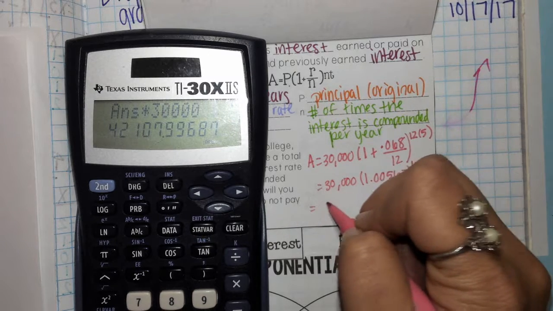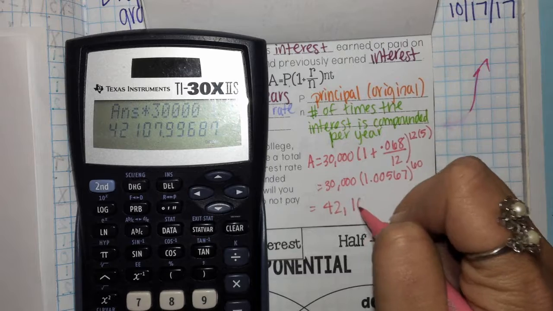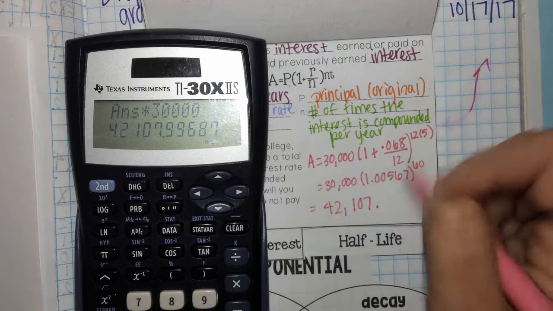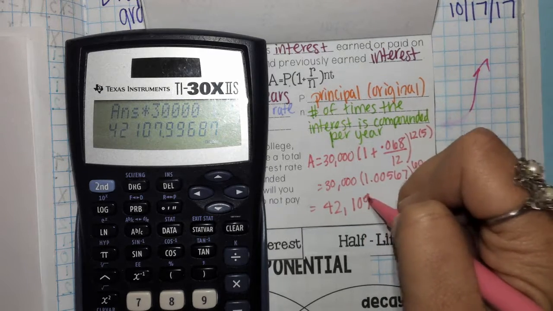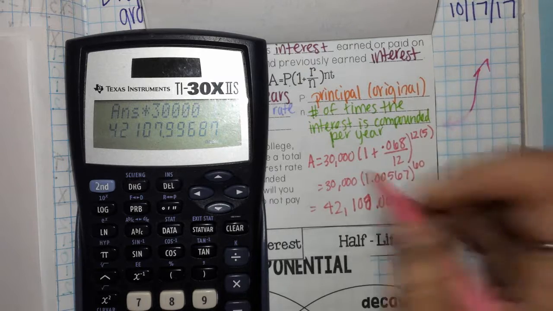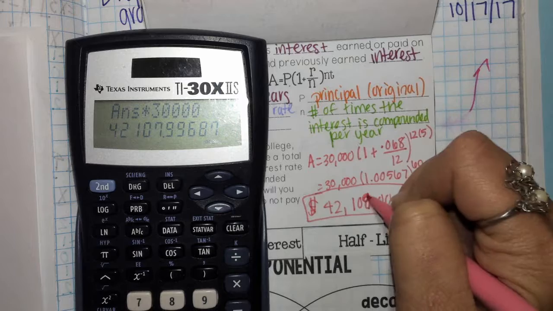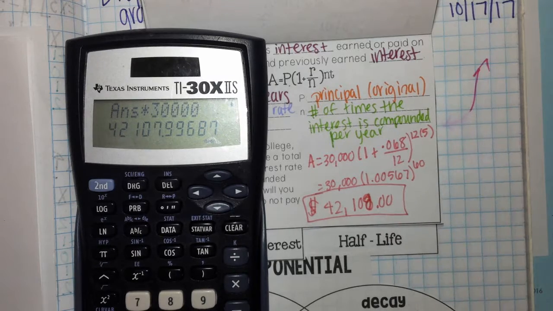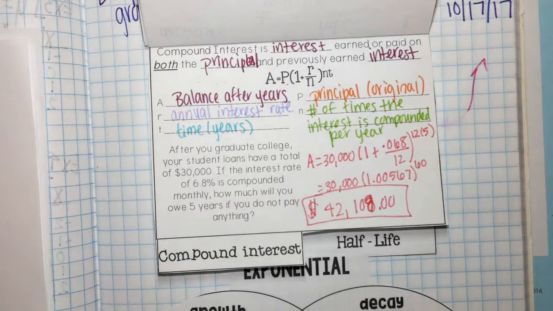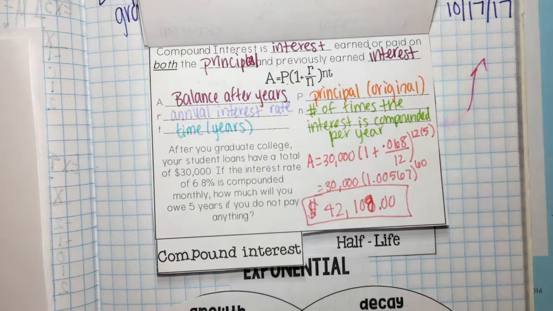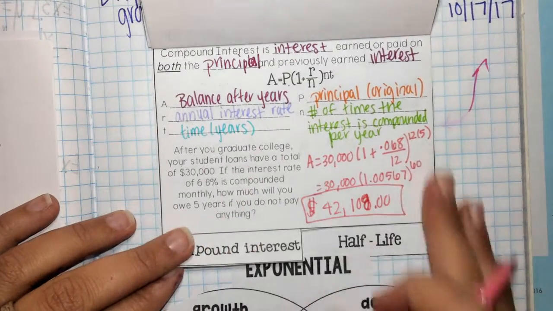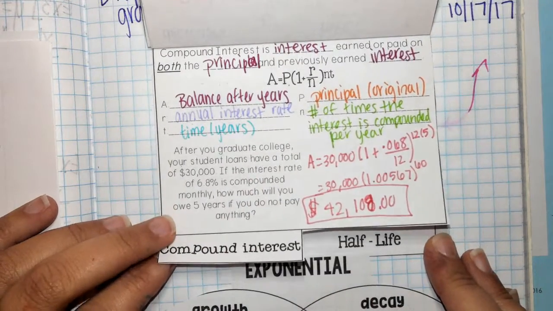Remember, this is money, so you can't have decimals in this. So after 5 years, you're going to have to pay $42,108 because it rounds up. That's how much you're going to have in student loans. Now, if you're confused on any of this, pause the video, rewind it, watch it again.